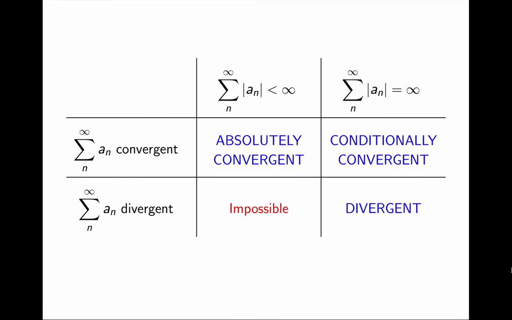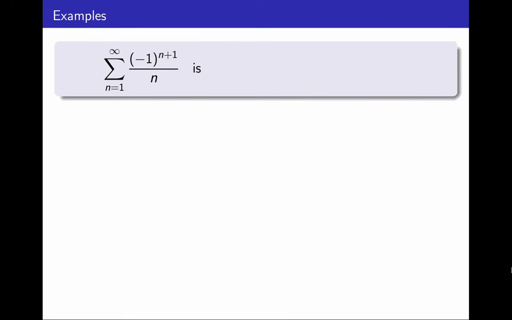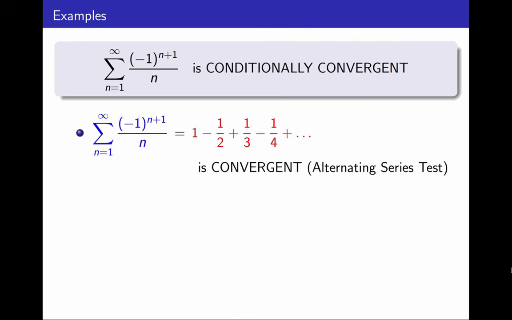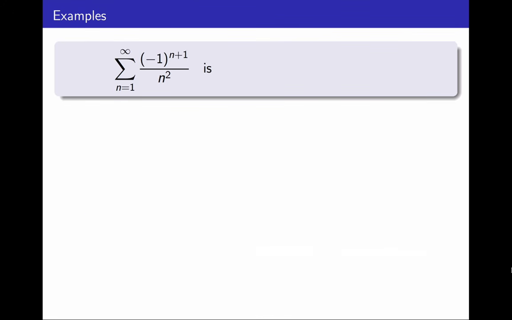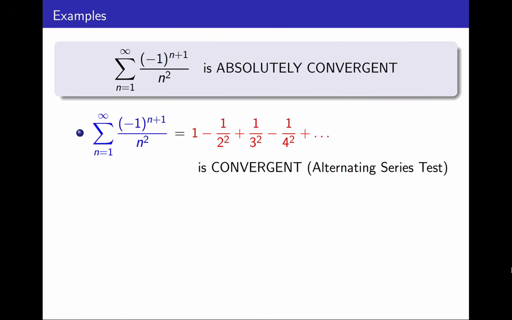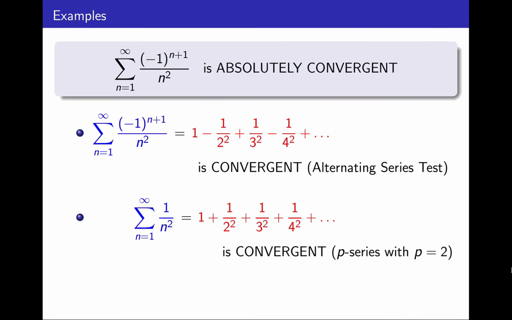Let's illustrate these two concepts with some quick examples. First, the alternating harmonic series, the sum of -1 to the n+1 over n. This series is conditionally convergent. Why? The series itself is convergent thanks to the alternating series test, but if I remove the signs, if I make all the terms positive, then it becomes the harmonic series, which I know to be divergent. It is a p-series with p equals 1. By contrast, if I look at the same series with denominator n squared instead of n, then this new series is absolutely convergent. Why? The series itself is still convergent thanks to the alternating series test, and the series without the signs is also convergent. In this case, it is a p-series with p equals 2.